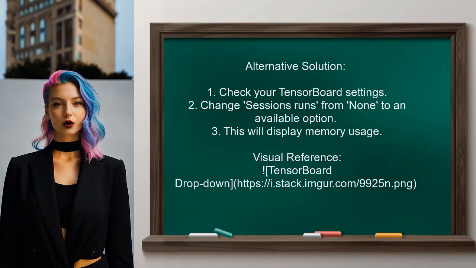An alternative approach shared by another user involves adjusting the TensorBoard settings. They suggest that you may have already set up the necessary code for displaying memory and time, but you need to change the Sessions Runs drop-down menu in the TensorBoard GUI. By selecting an option other than None, you can make the memory usage visible.